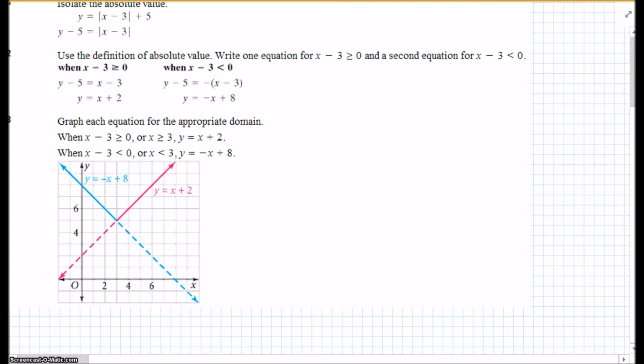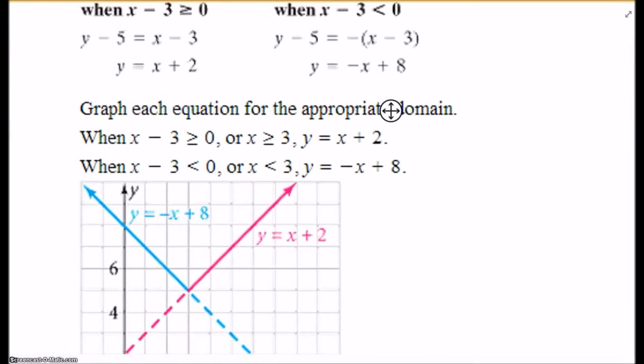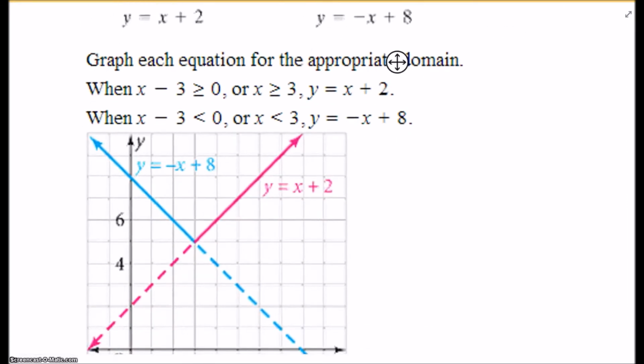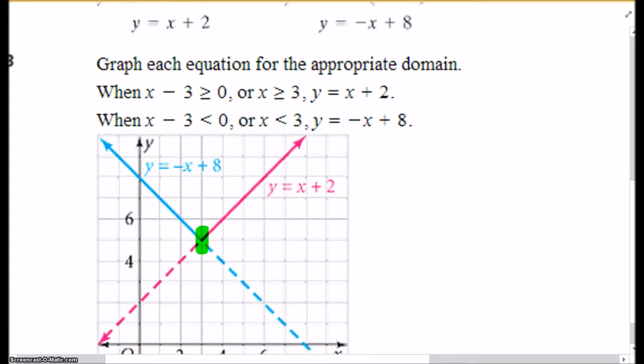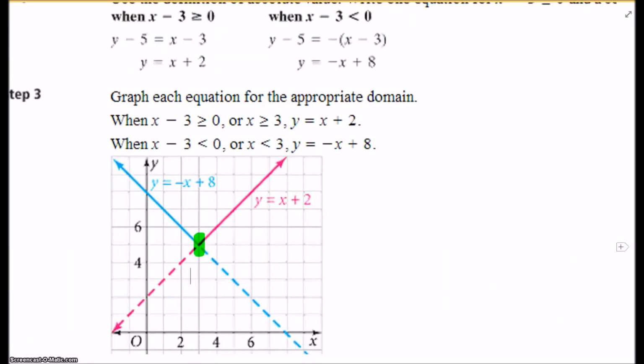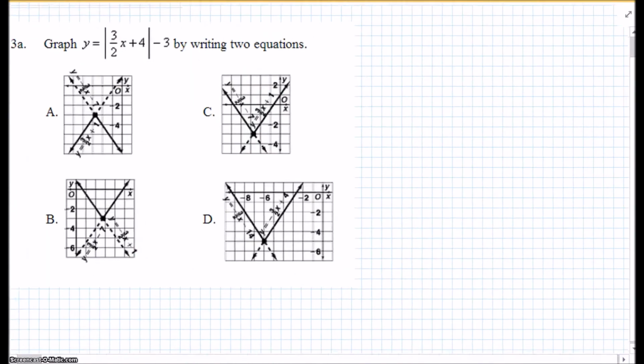And then we just solve for each, and we get two linear equations, y equals x plus 2 and y equals negative x plus 8, once we do the math. And then we just graph each equation, okay? And where they intersect, obviously, is the vertex. And then we're able to find our graphs. Okay? So here we go.